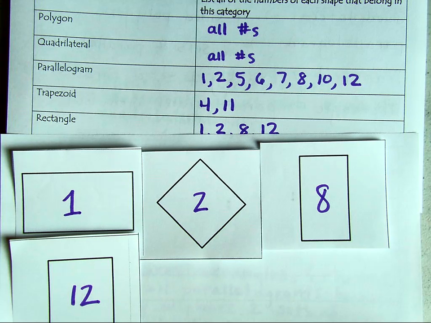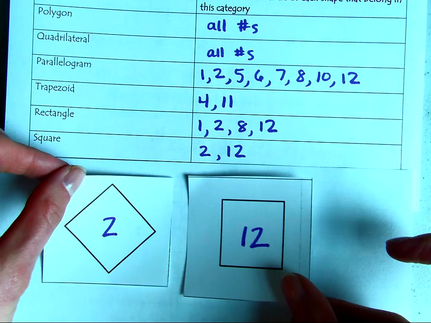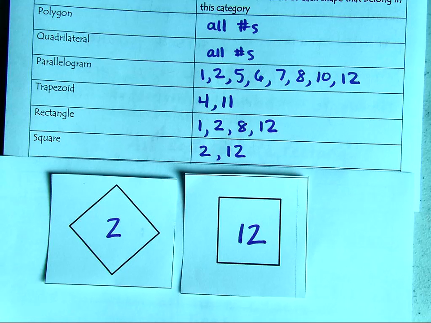Okay, the next category I'd like for you to pull out will be for a square. Find all of the squares. Okay, you should have discovered that cards 2 and 12 are squares. They are also parallelograms. That means they have two sets of parallel lines. And they are rectangles because they have 4 right angles.